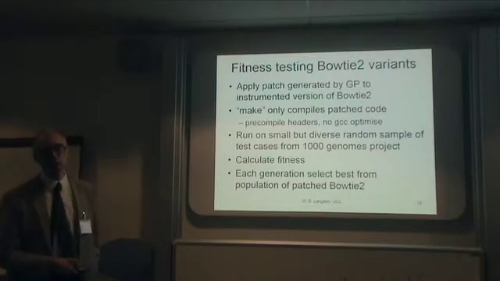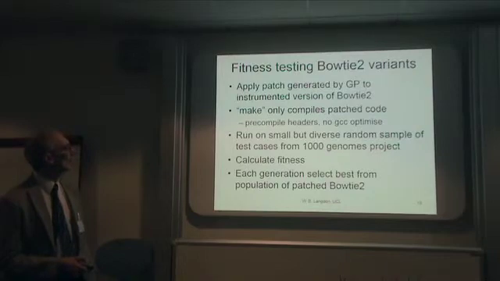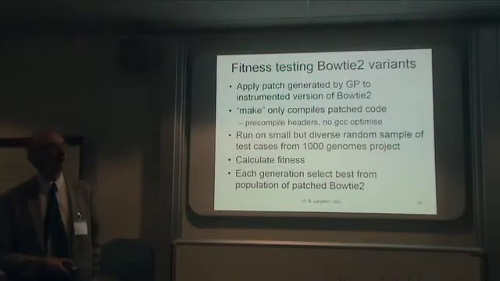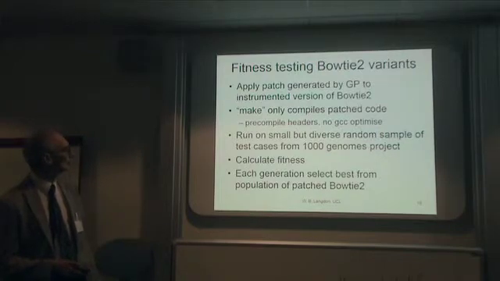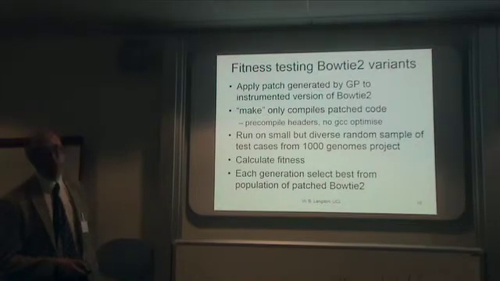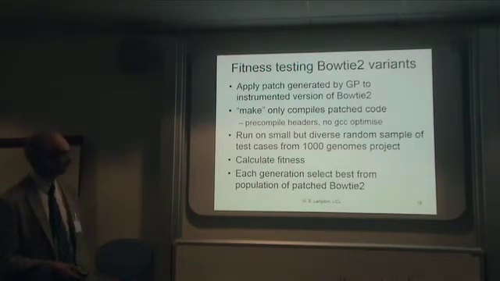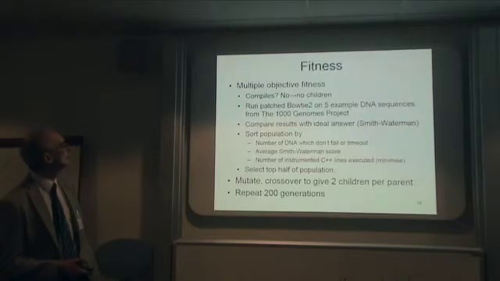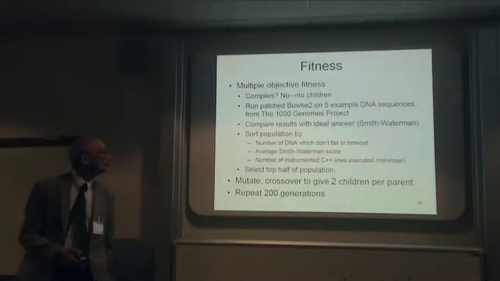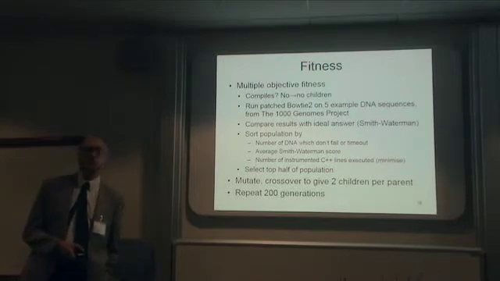Yeah, so we modify the code, we run make, we're using GCC pre-compiled headers, and we don't try to optimize. This is all to try to reduce the time spent in compilation. Assuming the mutant compiles, we try to run it on a small number of test cases, and each generation we take the best patch, the best half of the population, and create new children from it. So the fitness is multi-objective. If it doesn't compile, you don't get any children.